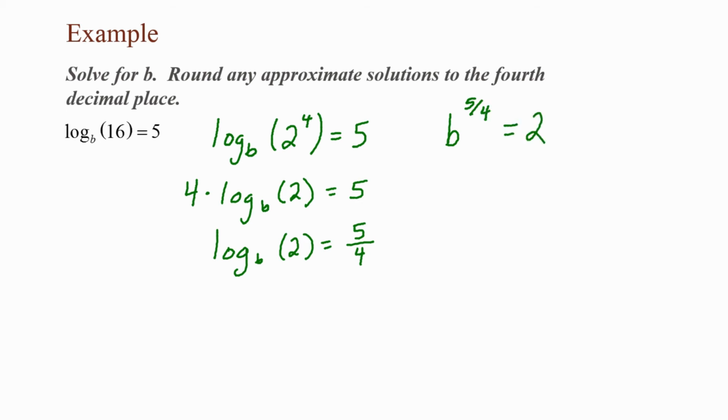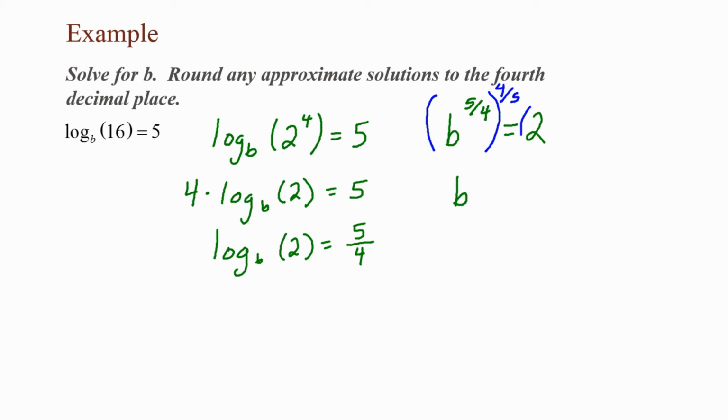In order to solve this, we have to get rid of our power. I can get rid of any power by taking it to its reciprocal power. So b to the 5/4 power to the 4/5 power will give me b to the 20 over 20, which is b to the first, which is just b.